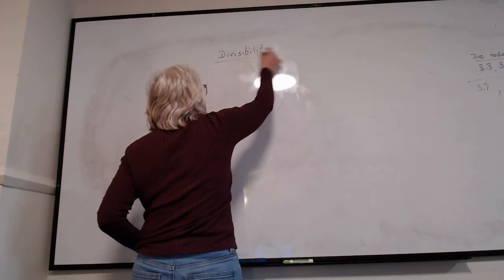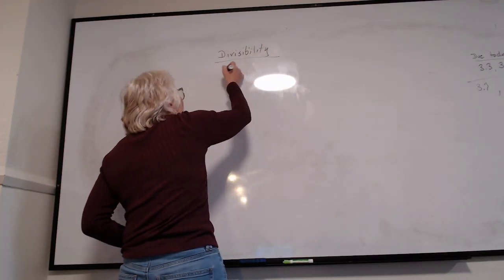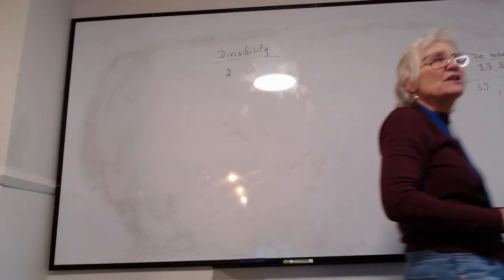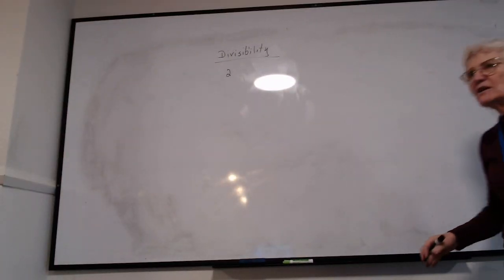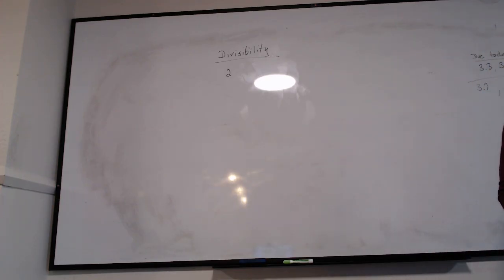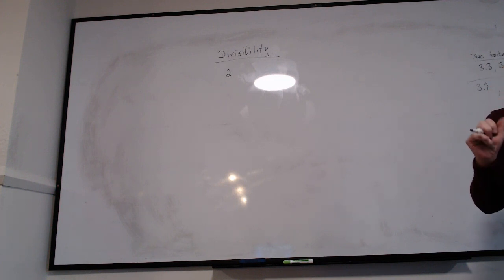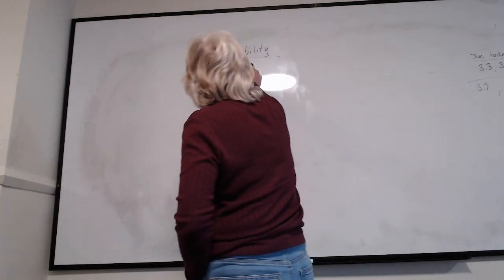Divisibility. If it's divided by 2, how do we know? I think Marcy answered this quite a few times. How do I know if a number is divisible by 2? How do you know, Marcy? Then it'll be even. Oh, I didn't think your name was Marcy. Okay, how do you know? If it's even. Okay, so it's even.